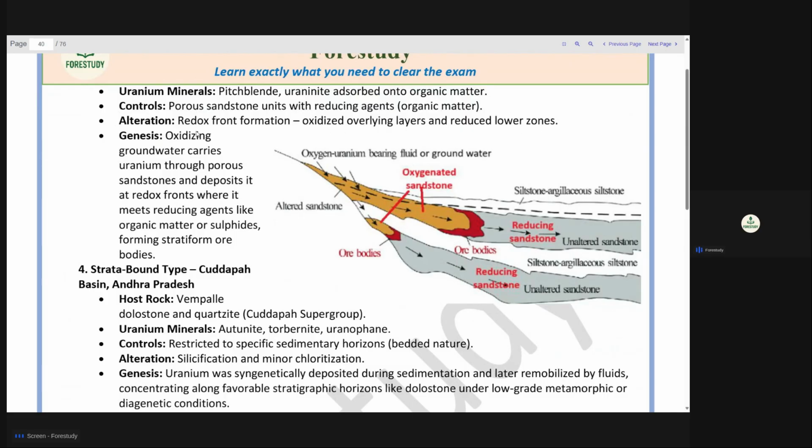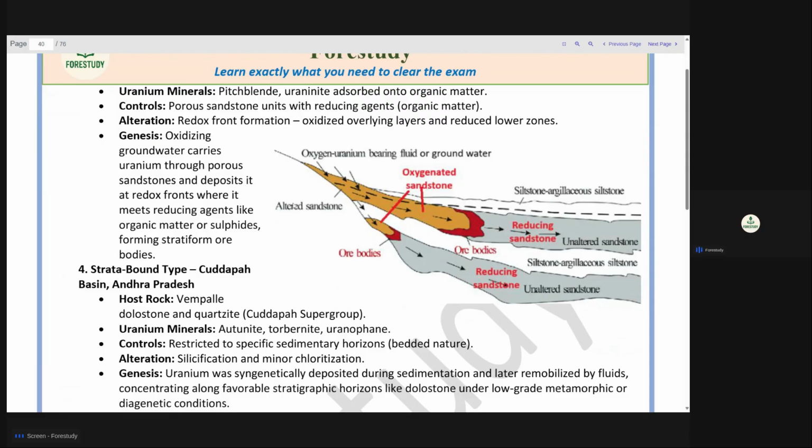So this is a redox reaction. Don't give it much importance in your answers. Okay. So genesis: oxidizing groundwaters carry uranium through porous sandstones and deposit it at redox fronts, where it meets reducing agents like organic matter or sulfides, forming stratiform ore bodies.